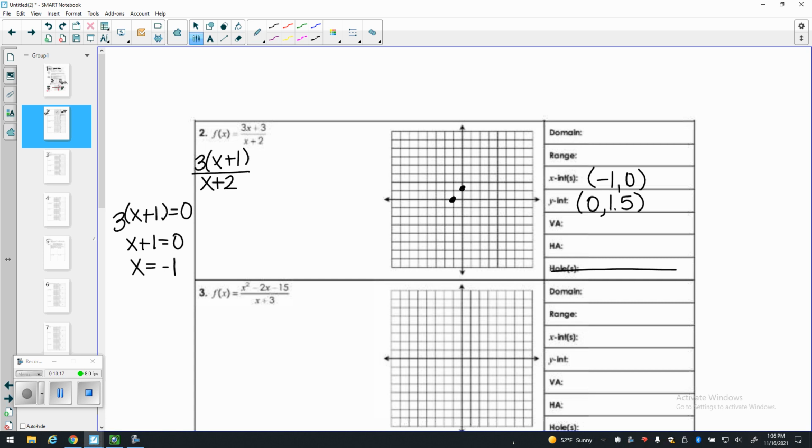Vertical asymptote. How do you find your vertical asymptote? Anything in the denominator should equal 0. Do I have anything left in my denominator? What is it? x plus 2. Set that equal to 0. You subtract 2, yes. So my vertical asymptote is at x equals negative 2.